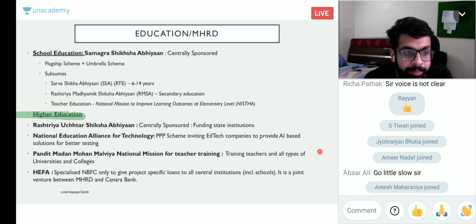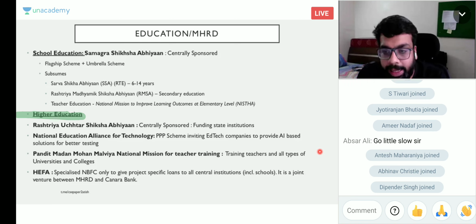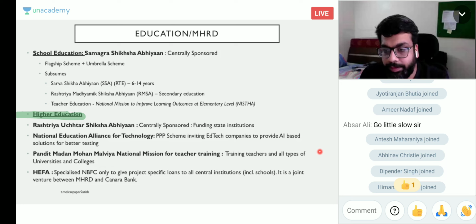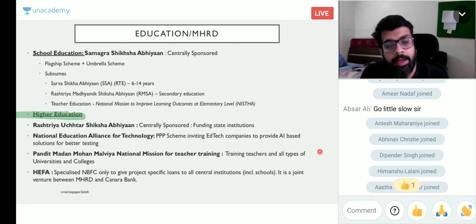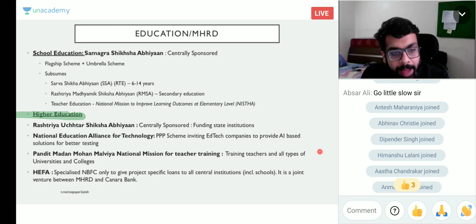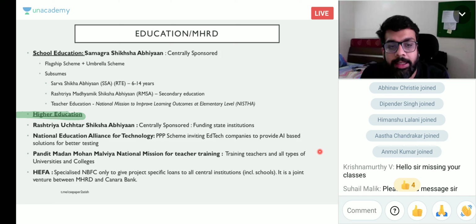And lastly, we'll be looking at HEFA. It stands for Higher Education Financing Agency. So the Higher Education Financing Agency is basically, we'll just have a look at it. It is a non-banking finance corporation, which means it's a bank. It's a bank which is going to give specific project loans to central institutions, which means only and only central institutions.